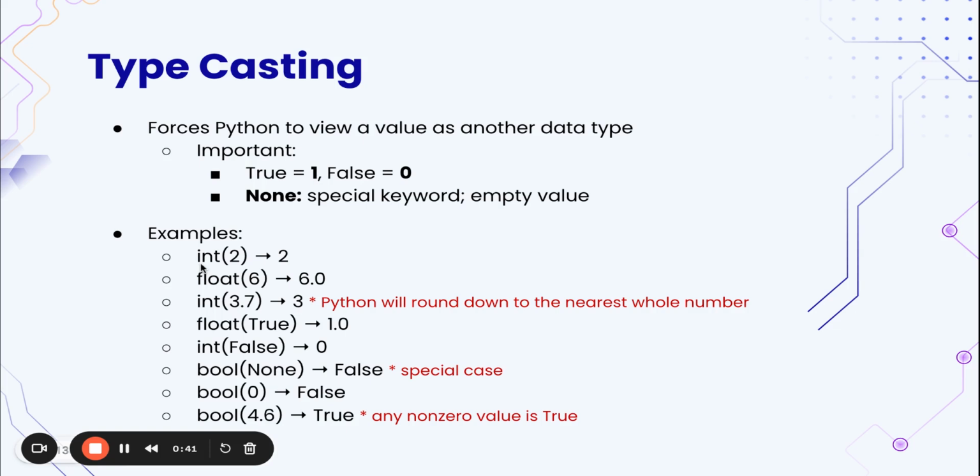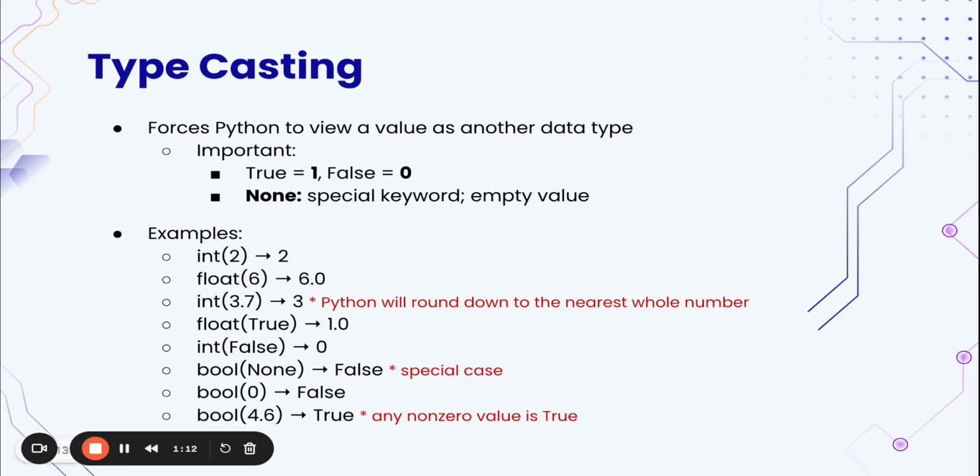So the first example, int parentheses and inside the parentheses 2, that returns 2 because we are basically just converting an integer into an integer, but it's already an integer, so we're just going to have 2 returned. Here we convert the integer 6 to a float, so we get 6.0. Here we're converting a float into an integer, and then we get 3.